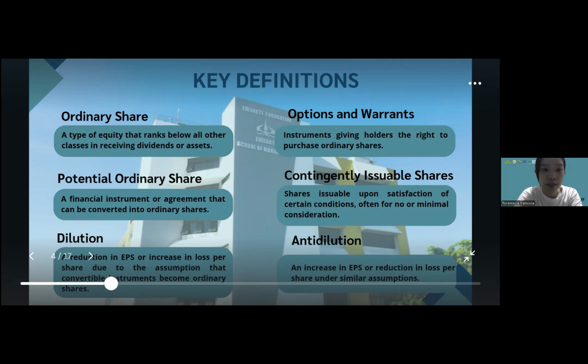Next, there are options and warrants. They are like special rights to buy shares later. And there are contingently issuable shares, which are shares that are given only if certain conditions are met. And the last one is anti-dilution, which happens when EPS goes up or loss per share goes down.